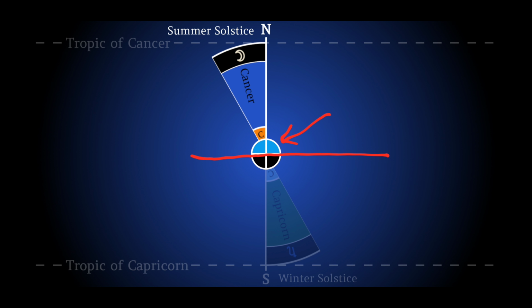Cancer is the representative of the whole entire light side of the zodiac. Why? Because 0 degrees Cancer is the longest day of the year, the first day of summer. 0 degrees tropical Cancer. And it is a cardinal sign, and it's a water sign. That's why it's blue.